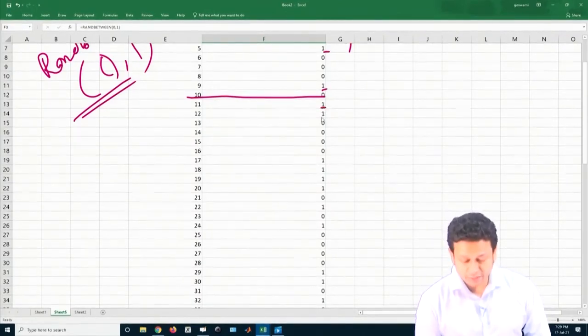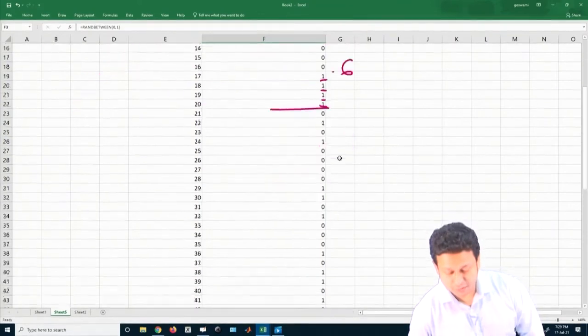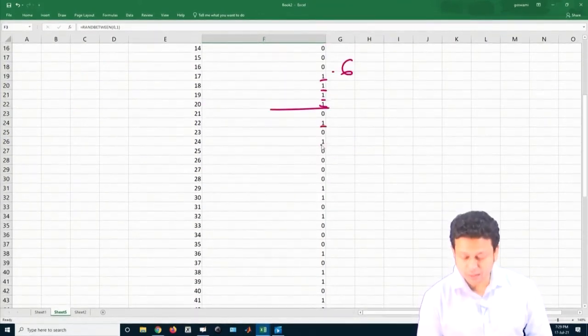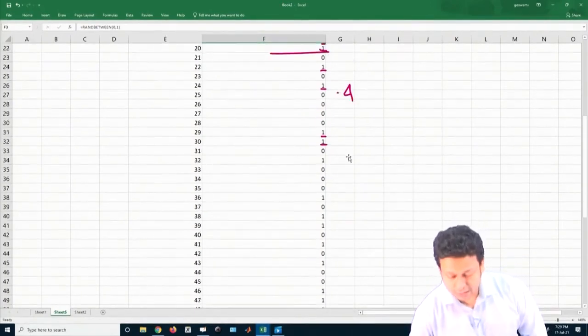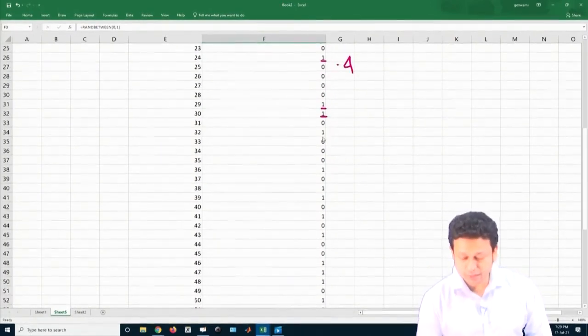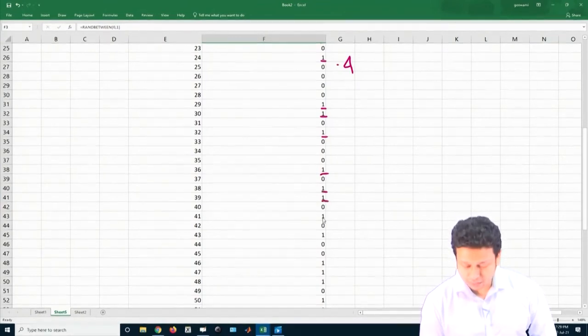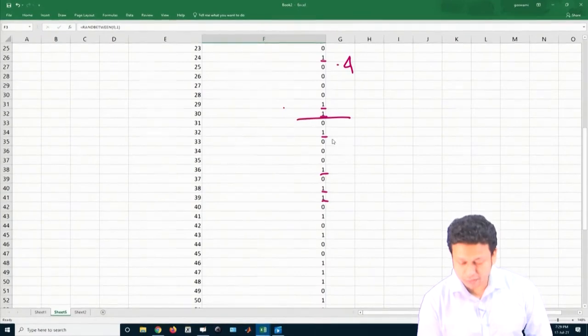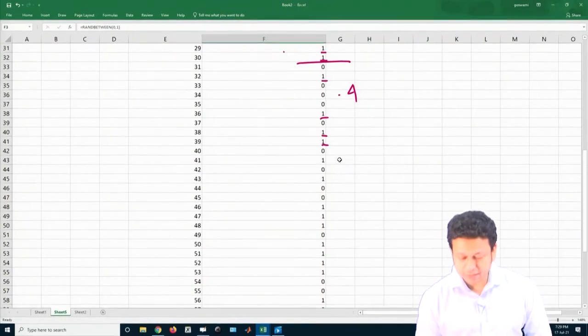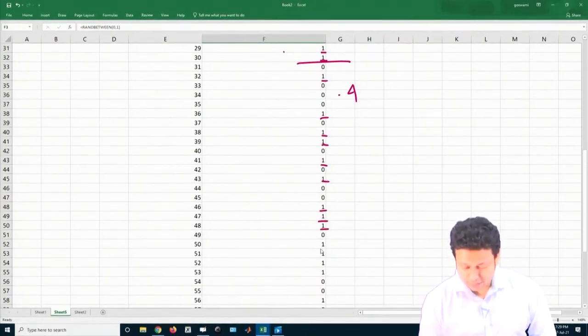Now, here from 11 to 20, I get 1, 2, 3, 4, 5, 6. So, I get 0.6. From 21 to 30, I get 1, 2, 3, 4. So, another 0.4. And then from 31 to 40, 1, 2, 3, 4, another 0.4, from 41 to 50, 1, 2, 3, 4, 5, 6.